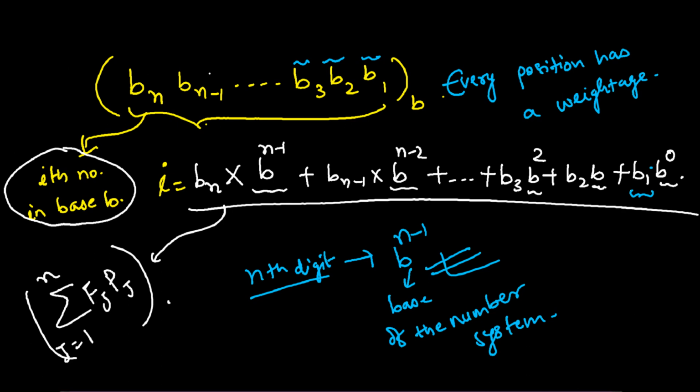So far we have seen that if an n digit number in any base b is given, and if this is the ith number in that base, then you can get the value of I using the digits of the number, as every digit has some weightage. Every position has a weightage, and the weighted sum of the digits will give you the value of I.